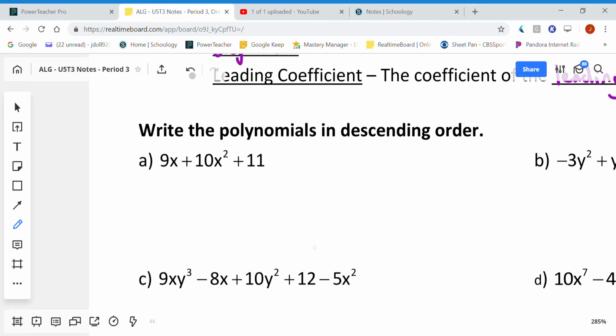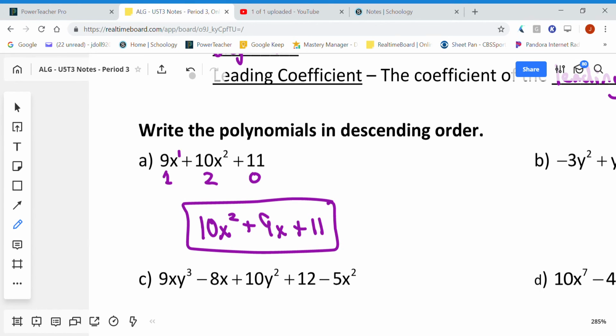All right, so let's take a look here. Descending order. So if I look at these three terms, my first term, don't forget your ninjas, has a degree of 1. I here have a degree of 2 and then 0. So if I'm going to write this in descending order, my degree 2 goes first, my degree of 1 goes second, and then my degree of 0 goes last.